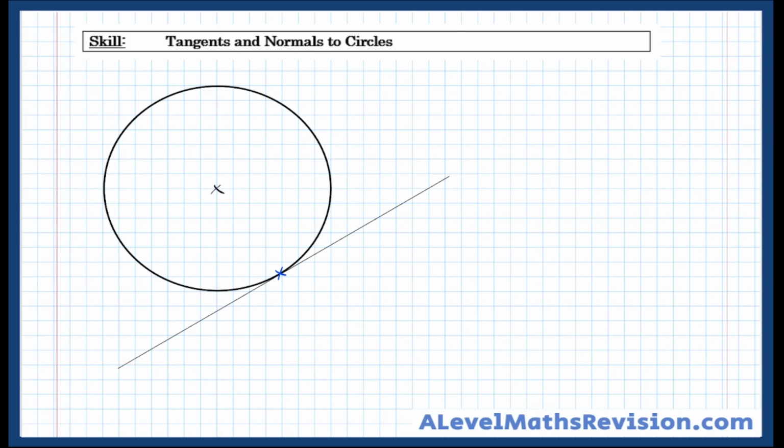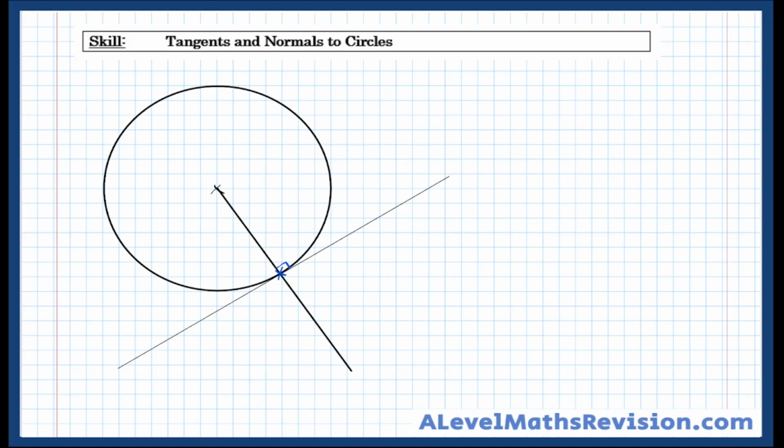Perpendicular to that is the normal, which will always be a line coming from the centre of the circle. So basically, the normal to a circle is any line that overlaps a radius. So that's a normal there. This would be a normal here. In fact, anything passing through the centre of the circle would be perpendicular to the circle at the point at which it touches the circle.